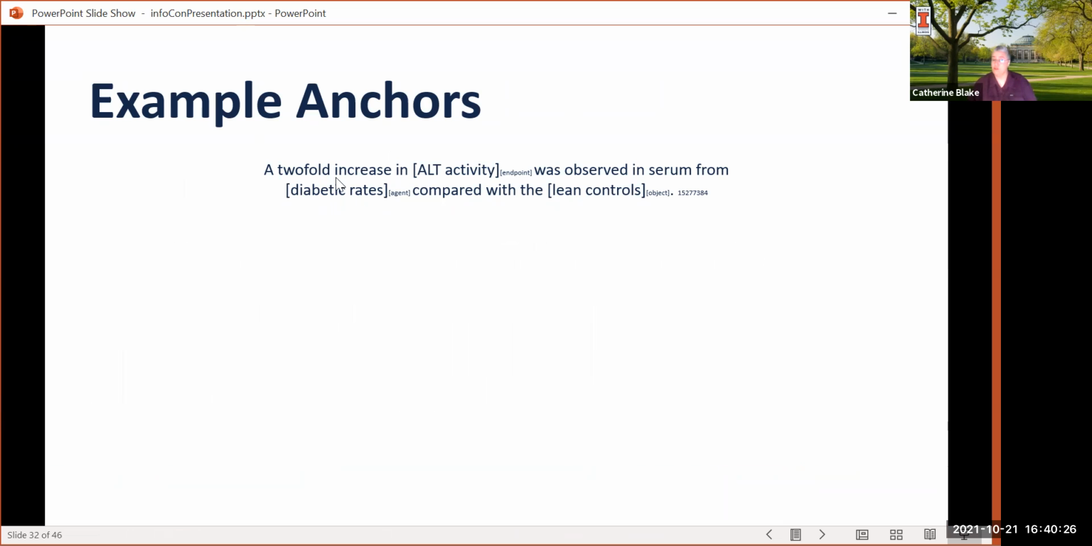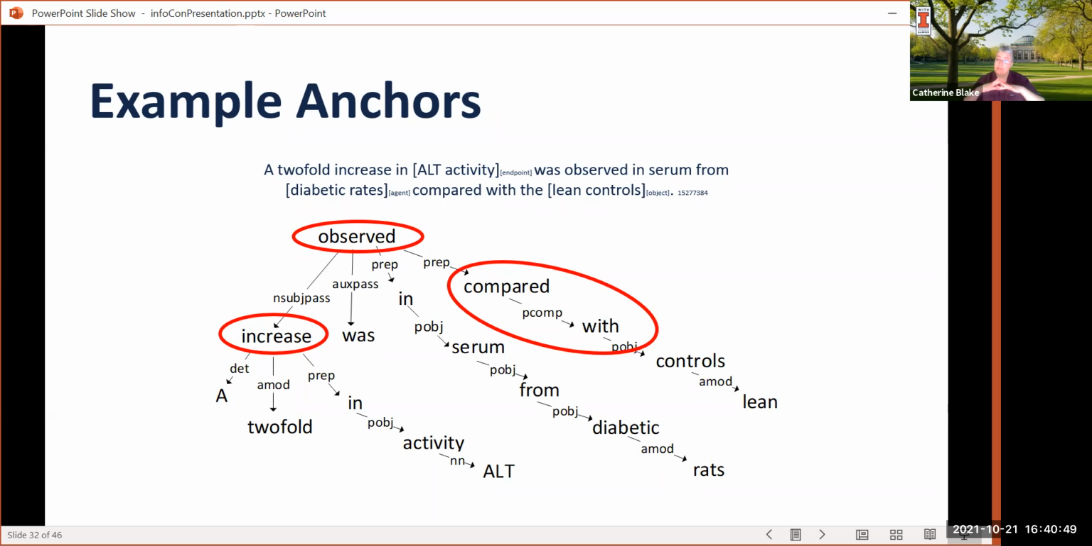So here we have: a 2-fold increase in ALT activity was observed in serum from diabetic rats. I'm sorry, that should be rats, not rates, compared with lean controls. So the rats and the controls are the entities that are being compared. And then the ALT activity is what you're measuring. And what you'll see here is the sentence paths. So we've got a verb at the top, and observed is one of our anchors. Increase is one of our anchors, and compared is one of our anchors. And so we would measure ALT activity and the distance to increase, the distance to observed, the distance to compared. Diabetic rats, same thing, what's the distance? And then lean controls, what's the distance? So each of these measures becomes one of our features that we then build a model on.